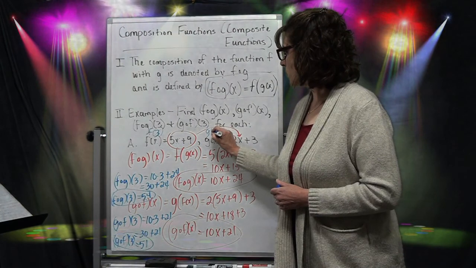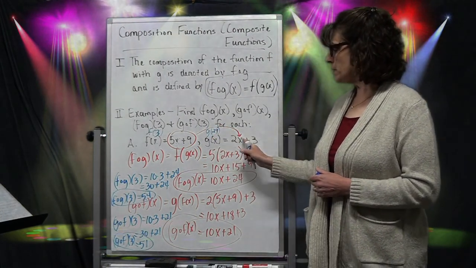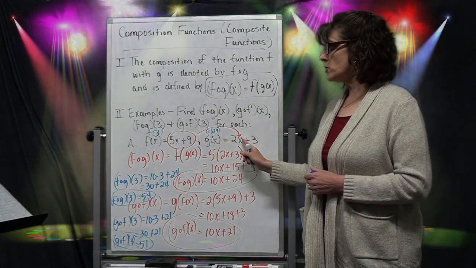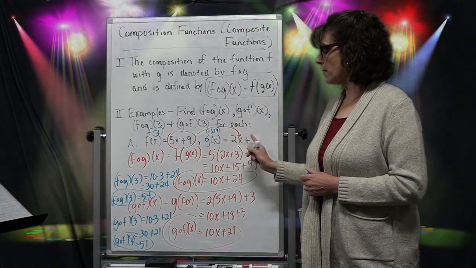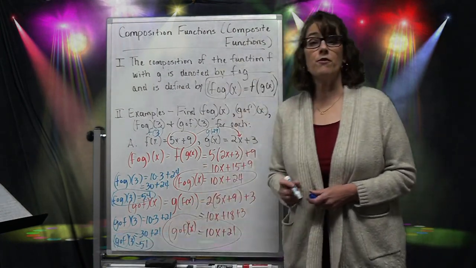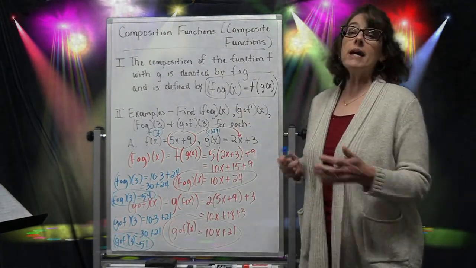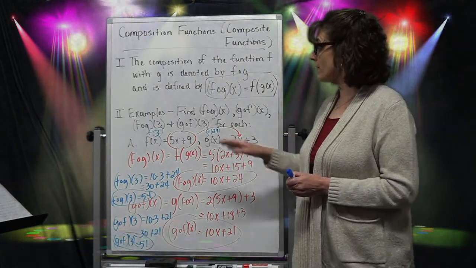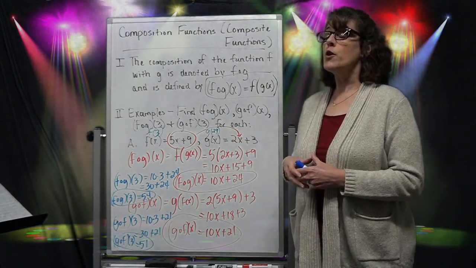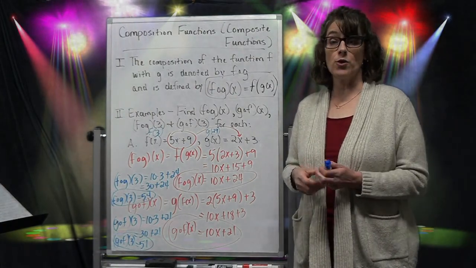Yes. And then put a 24 in here, which means put a 24 right there. 2 times 24 is 48. 48 plus 3 is 51, giving me the very same answer. So either way is perfectly fine in terms of evaluating your composition function for a particular number.